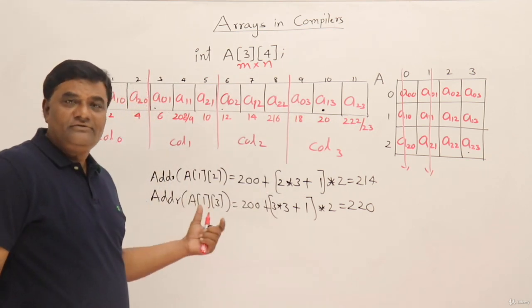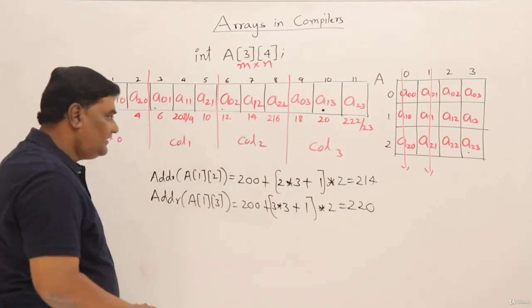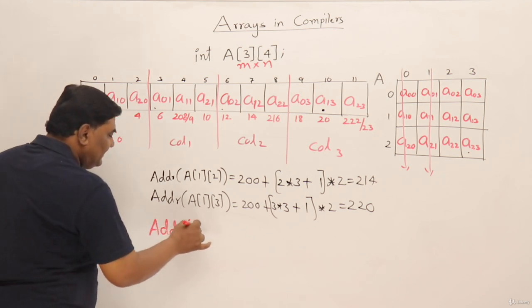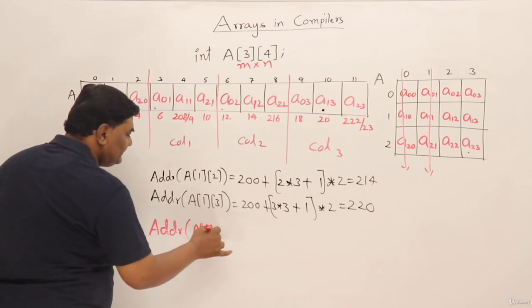So now we have 2 examples. We can prepare a formula. So let us prepare a formula for any index A[i][j].